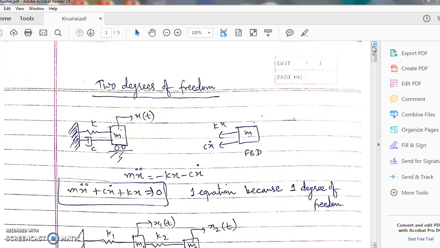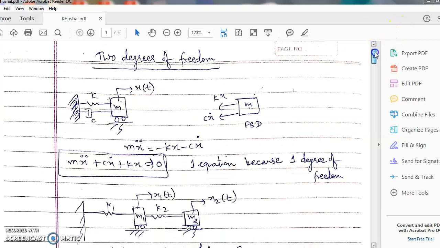So up to now we have done up to third unit. So today we will start fourth unit. Okay. So fourth unit topic is 2 degrees of freedom. Okay. So as we have already started, let's see.